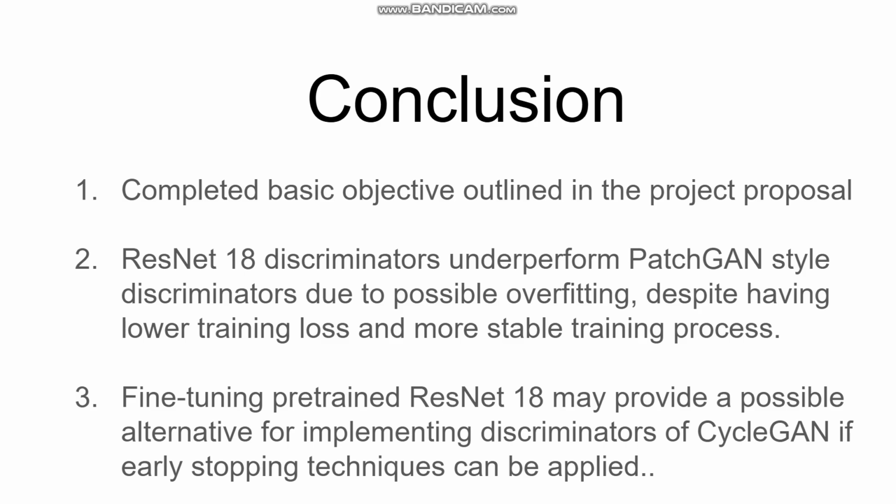Conclusion. This project completed the basic objective outlined in the project proposal by generating more than 7,000 Monet-style paintings. However, the ResNet 18 discriminator does not outperform the PatchGAN-style discriminator due to possible overfitting.